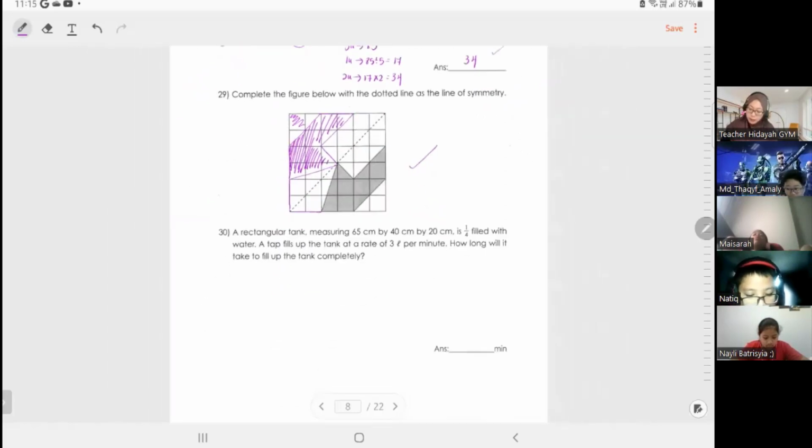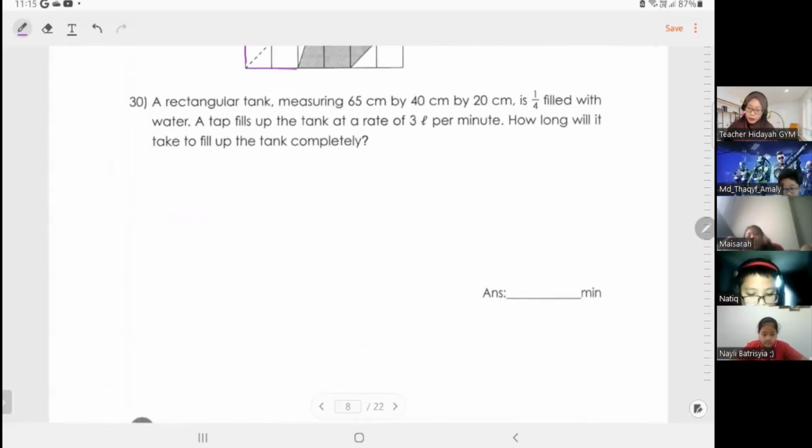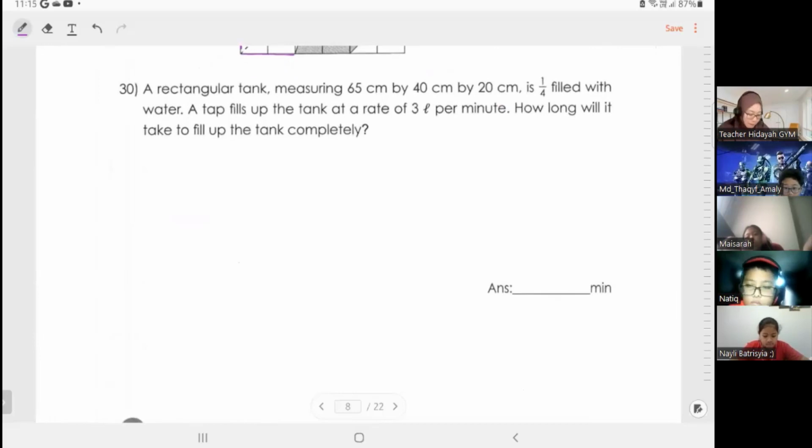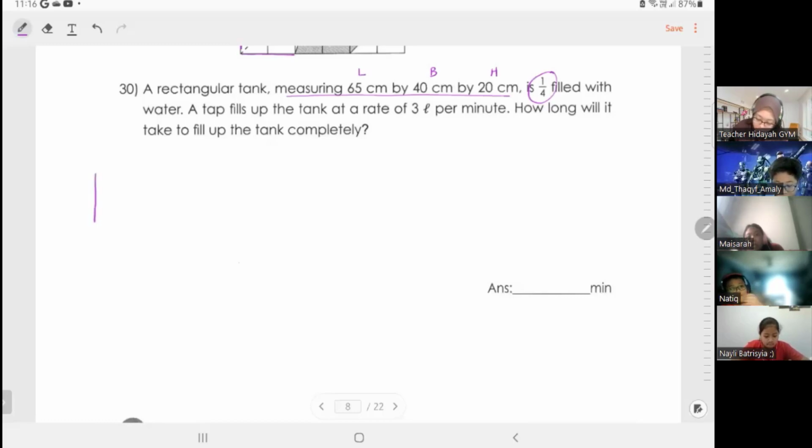Okay, last question. Before we go for our break, just in time. A rectangular tank, measure this. So it is length times breadth times height. Volume, rectangular tank. It is 1/4 filled with water. And then a tap fills up the tank at a rate of 3 liters per minute. How long will it take to fill up the tank? Okay, so a rectangular tank. If you are not sure of the tank, you can draw the tank out.